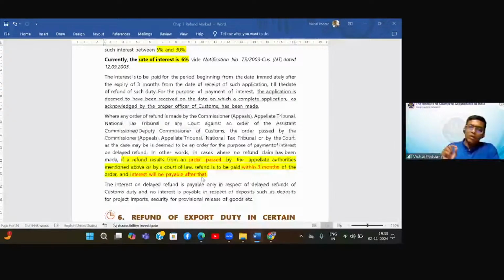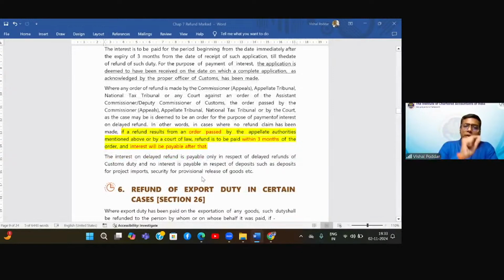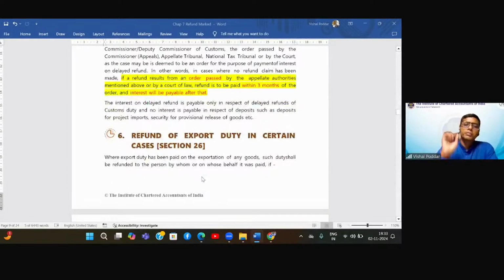So where your refund is triggered on the basis of some court order, as I was giving you the example at the start, you had gone into court challenging some order of the department, and on the basis of the court order it is now proven that the department order was incorrect, you are entitled to get the refund. In such a case, the 3 months timer will start not from the date when you apply for the refund, but from the date of passing of the order. First 3 months you will exclude, and thereafter you will start computing interest at the rate of 6% per annum.